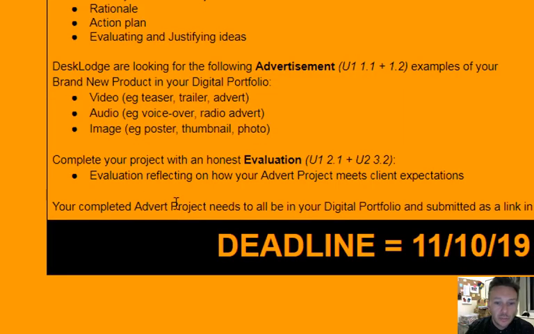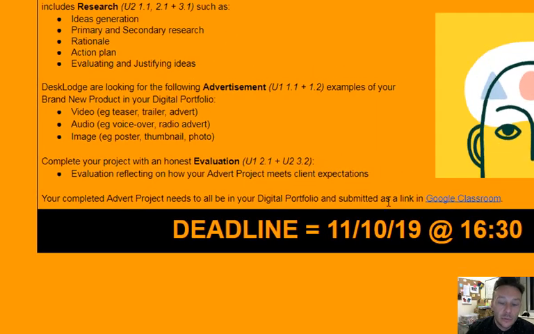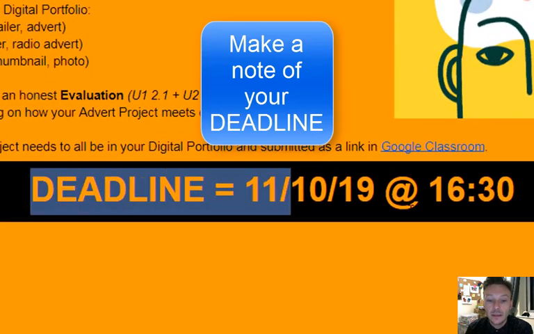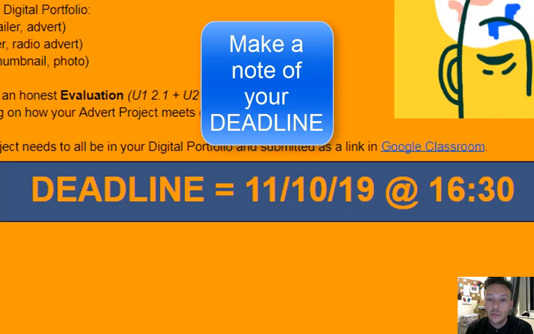Your Advert Project needs to be in your digital portfolio and submitted as a link in Google Classroom. So your digital portfolio will be either a Google site, Weebly, Wix, or perhaps WordPress. We'll discuss that nearer the time. There needs to be a portfolio that can be accessible and a link you can then submit into Google Classroom when the deadline comes around. And that deadline again is the 11th of October 2019.